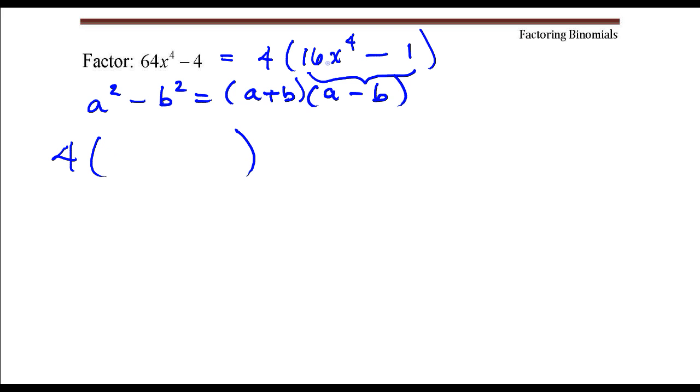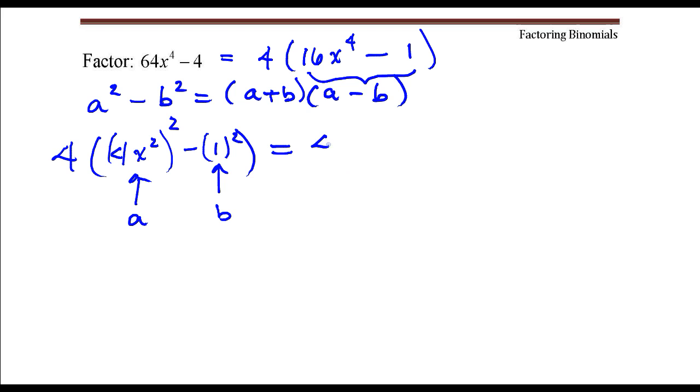Okay, so if you look at the first term of this binomial, 16x to the 4th, that's the perfect square of 4x squared. And then the last term, 1, that's the perfect square of itself. Okay, and the only reason I wrote it that way is so that you could easily identify what a and b are in the formula.